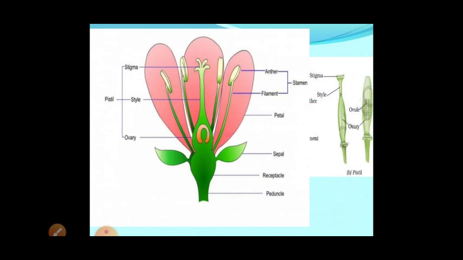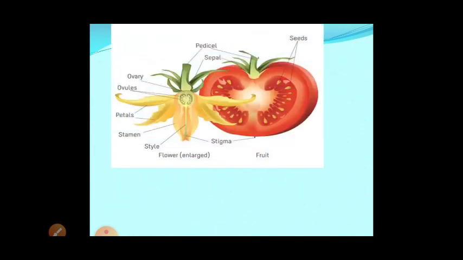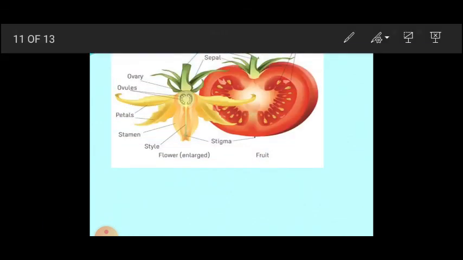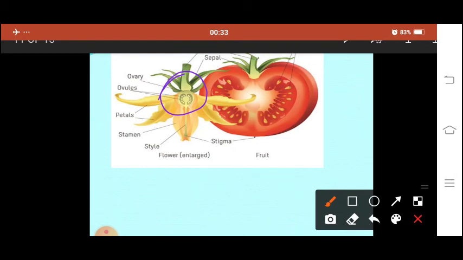So from here, if you observe this picture, it will be clearer. See, this part of the plant is converted into a tomato. So the ovary will be converted, and the small dots inside the ovary, the ovules, will convert into seeds.